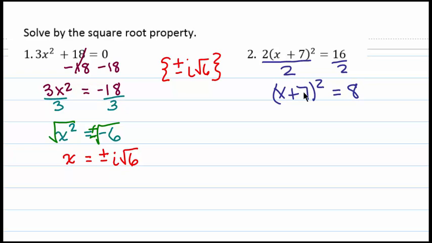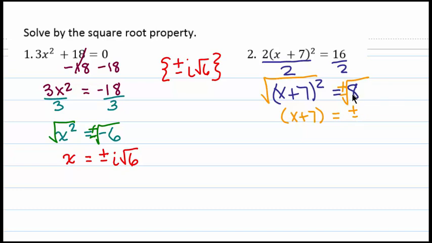Now I have what's being squared. I want to unsquare it. So how can I unsquare it? Well, I take the square root of both sides. Don't forget about your plus and minus. So now I have x plus 7 equals plus minus the square root of 8.